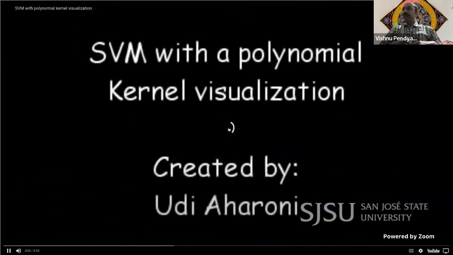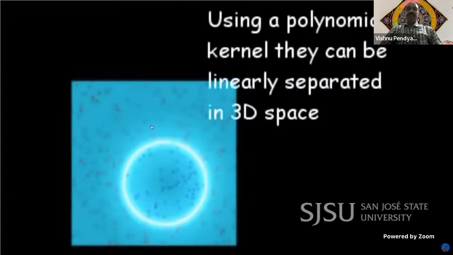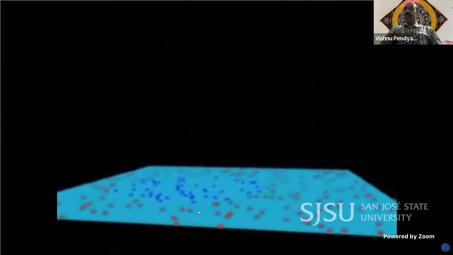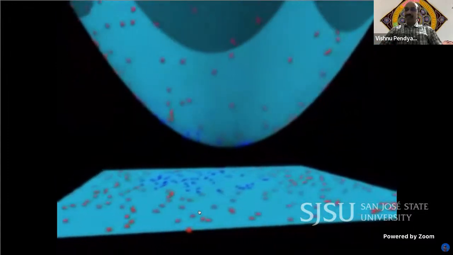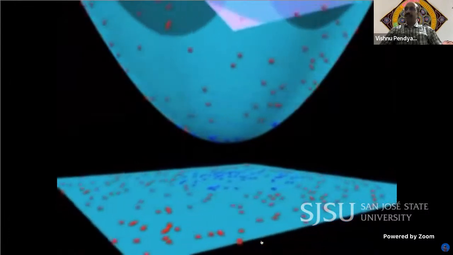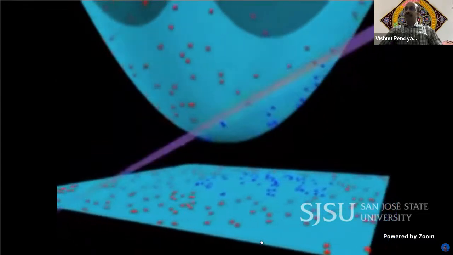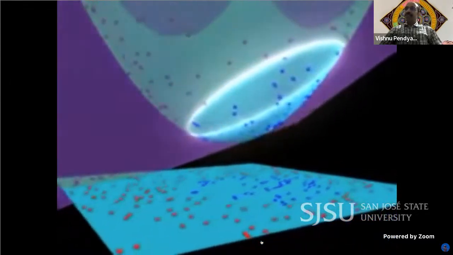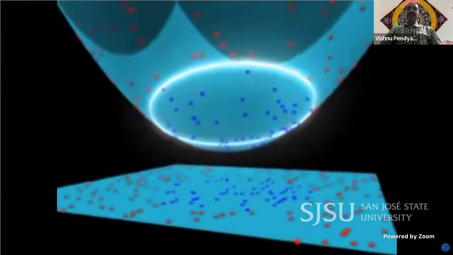I got this from YouTube. I thought it would give better insight into what we talked about when we view this. So we have data in 2 dimensions, the blue points and the red points. And when you map it to 3 dimensions, it becomes separable, right? You can see the plane cutting the cup, and then you see the blue points separated from the red points. So that is the intuition we have.